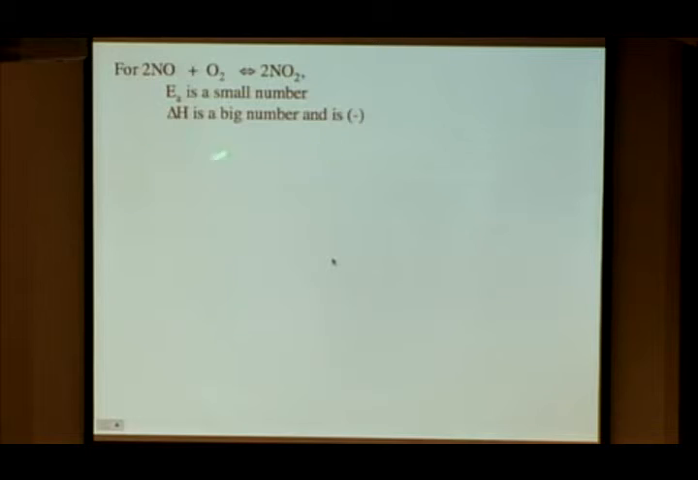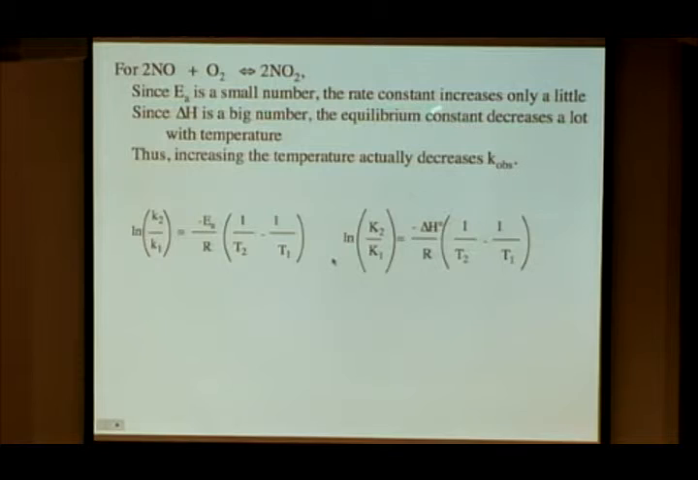It's an exothermic reaction. So if you have a very small number for EA, that means that the rate constant will increase only a little bit. It's not that sensitive to a change in temperature because EA is a very small number. But if delta H is a big number, then the equilibrium constant would decrease a lot with temperature because this is a big number here. So in this particular example, increasing the temperature actually decreases the observed rate because delta H is, in this particular example, a much bigger thing. So if you were given either numbers or some information like that, you should be able to rationalize what might be true about the rate of the reaction.